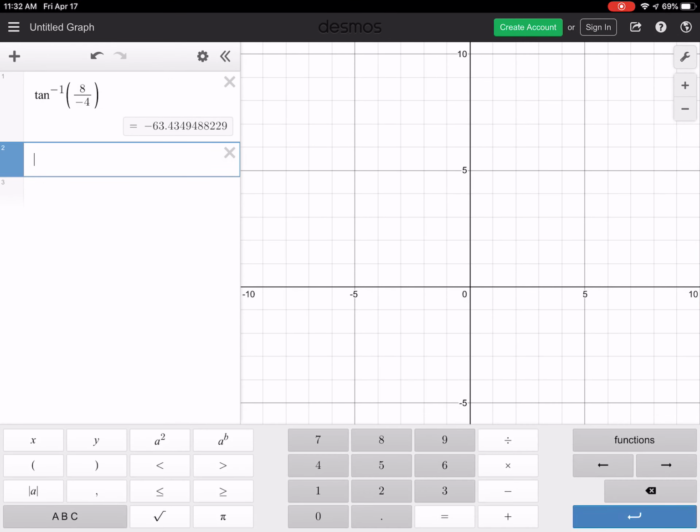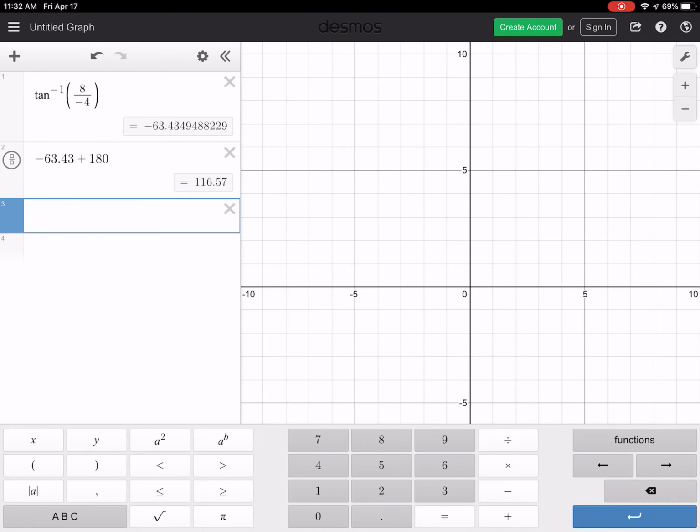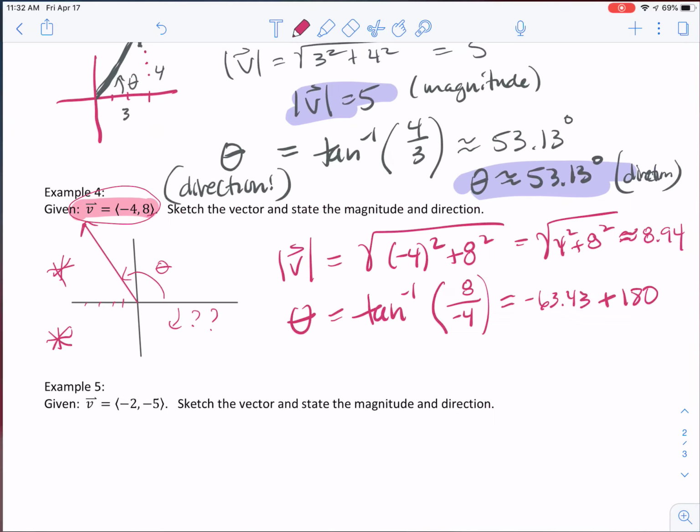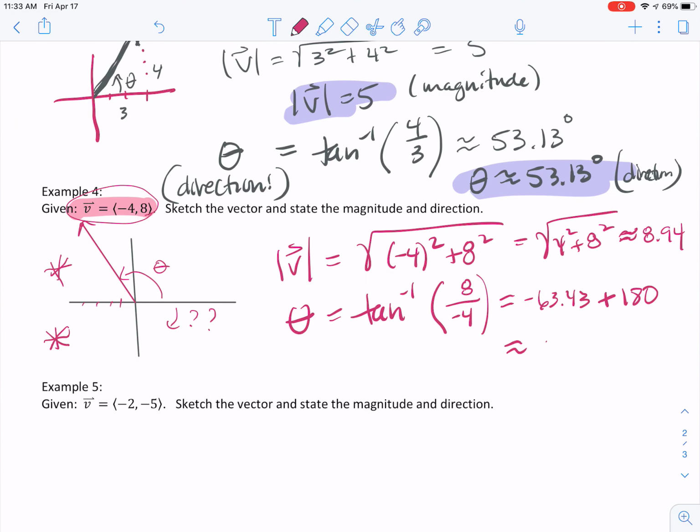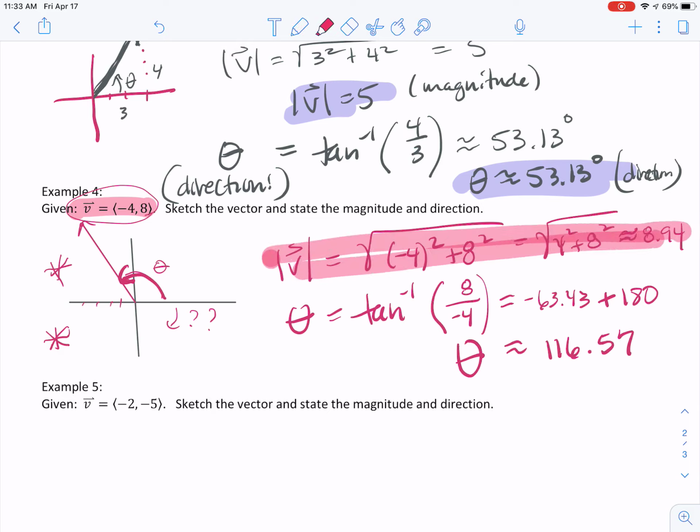So I'll just go here and I'll go -63.43 plus 180. That gives me 116.57. And so this is approximately equal to 116.57. And that makes a lot more sense, doesn't it? Doesn't that look like 116? So that's your theta. So your magnitude is 8.94 and your direction is 116.